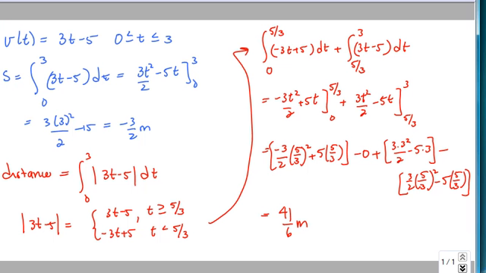So this is two problems in one. We're going to start with the velocity function, and we're asked for the displacement. So we're going to take the antiderivative straight up between 0 and 3. And that's the simpler part of the problem.